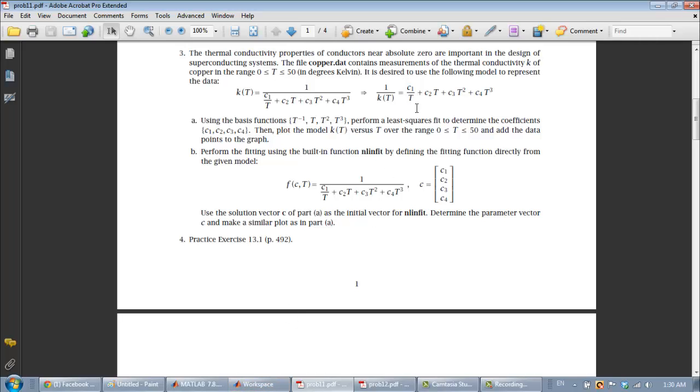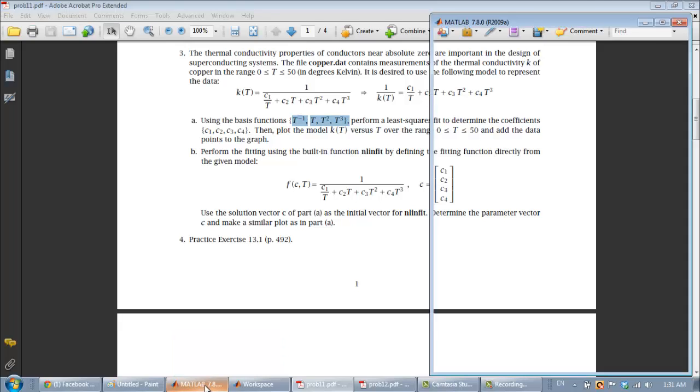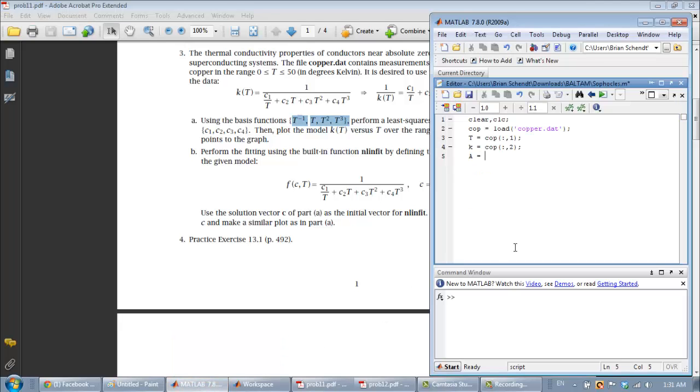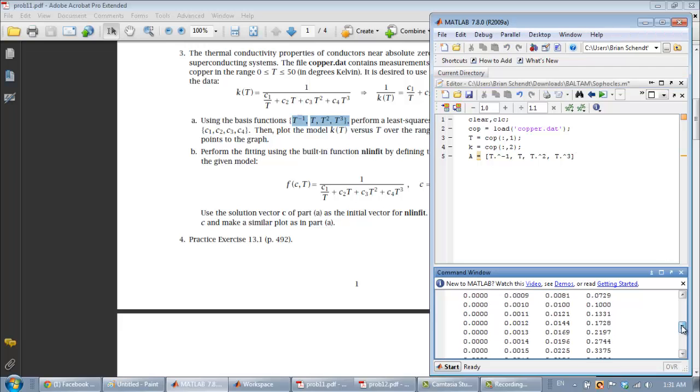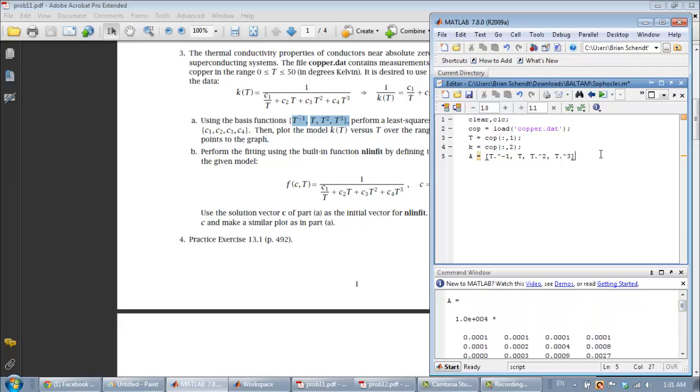So again, you're going to have a column vector for every term you have depending on your dependent variable. So we have 1, 2, 3, 4 terms. So we're going to have 4 basis functions, and a coefficient matrix that has 4 columns. So I'm going to make that now. So we have t to the minus 1, t, t squared, and t cubed. Okay, and they're all column vectors, so that's cool. We didn't screw that up yet.